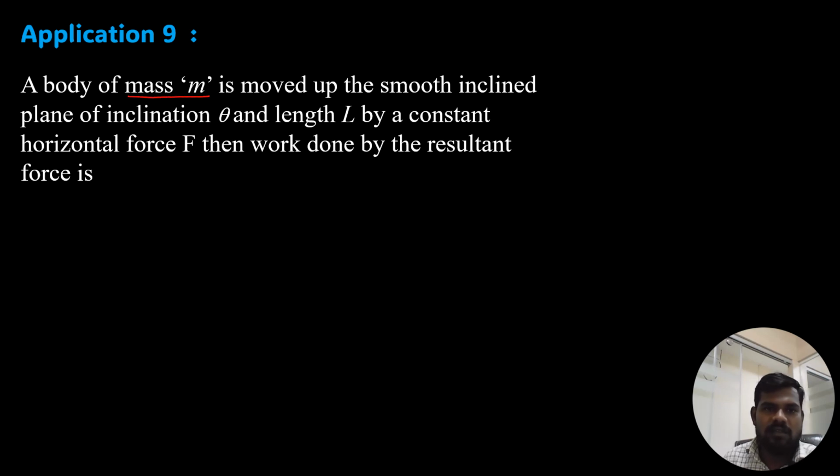A body of mass small m is given here, and this body is moving upward on a smooth inclined plane. This inclined plane makes an angle theta with the horizontal, and the inclined length is given as capital L. When the body is moving upward on the inclined plane, we are applying a constant horizontal force, capital F.